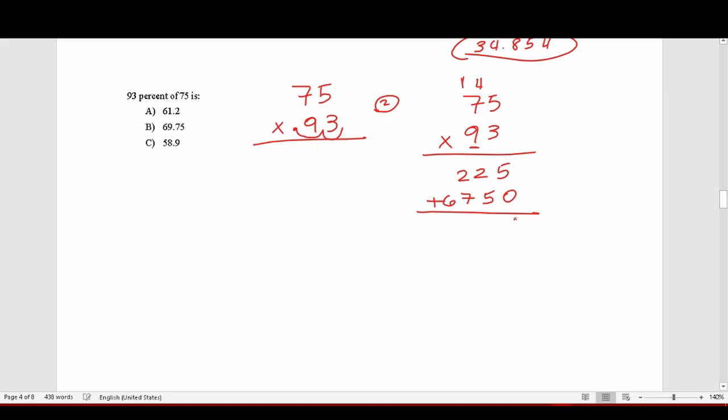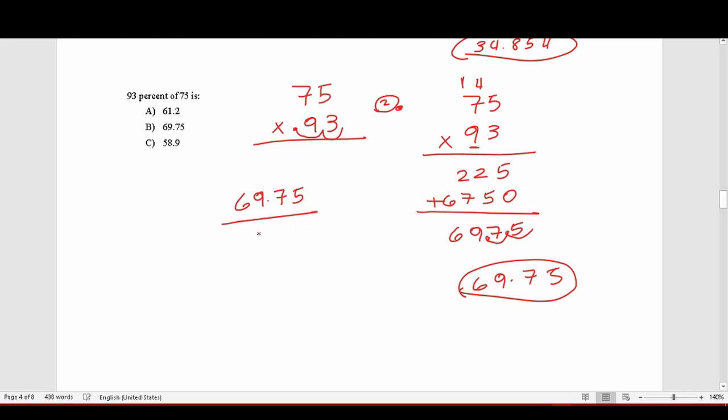Add. 5 plus 0 is 5. 2 plus 5 is 7. 7 plus 2 is 9. 6 plus 0 is 6. Add our 2 decimal places back in. 1, 2. So we know this is 69.75. Again, if you think about it, that's saying 69.75 over 75 is 93%. Okay?